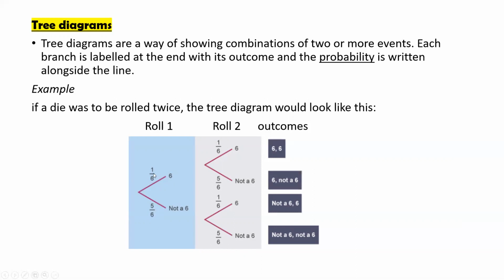So when you add these two, you always get 1. 6 over 6 is equal to 1. So it's the same case here. 1 over 6 plus 5 over 6, you always get 1 here. You also get 1 here.